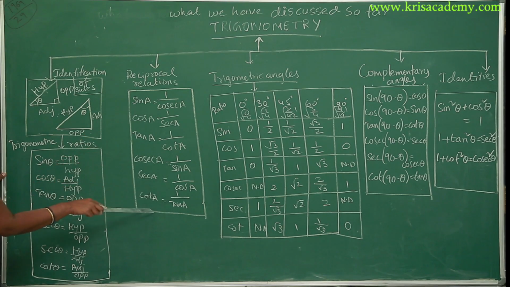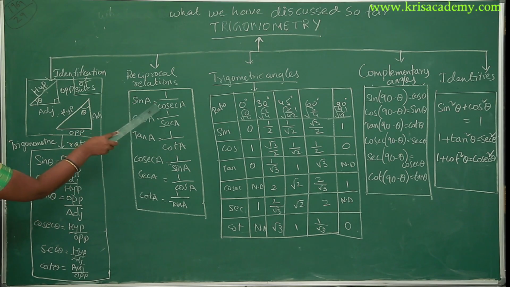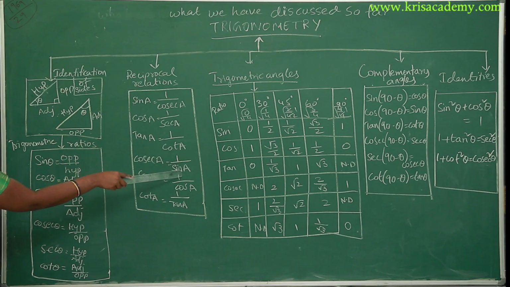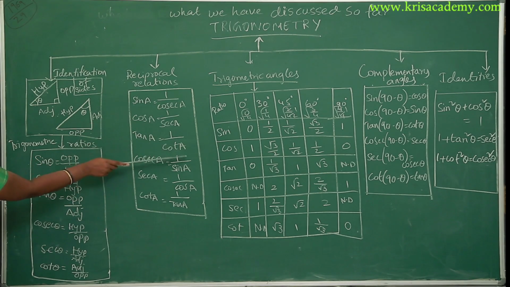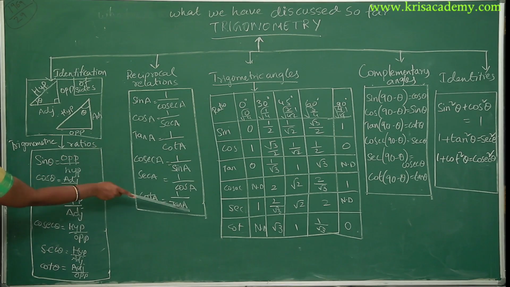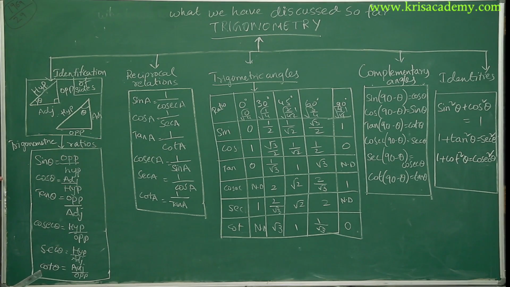In the exam, there is no need to learn all the 6. If you know sin, automatically cosecant will be 1 by sin. If you know cos is 1 by secant, secant will be 1 by cos. If you know tan is 1 by cot, cot will be 1 by tan A. Since 3 are reciprocals of the other 3, learn the above 3, and automatically the below 3 will be the reciprocals.